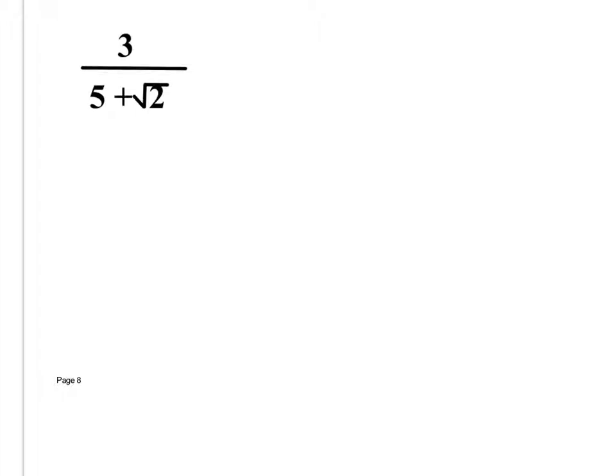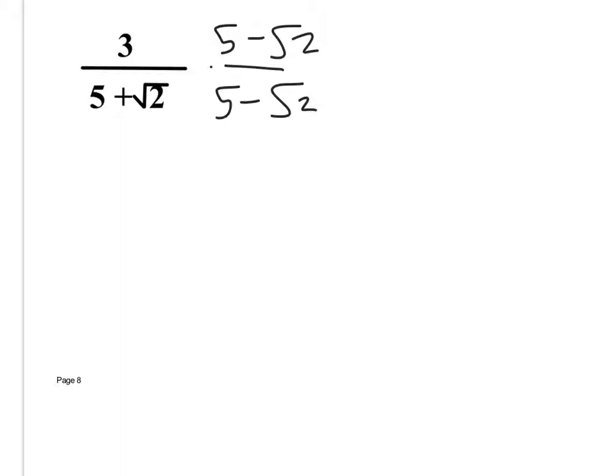Now this is a little different. Okay, this is a binomial with a radical sign, and they're what we call conjugates. So what we do is we times by what's called the conjugate. To get rid of 5 plus the square root of 2, we times by its conjugate, which is 5 minus the square root of 2. What we do to one side, we have to do to the other. So we have to multiply both the top and bottom by 5 minus square root of 2.